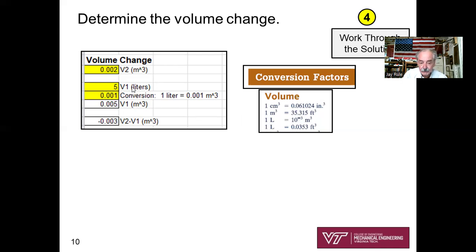So I'm going to transform V1 in liters. 1 liter is 0.001, so I've got 0.001 times 5, or 0.005 cubic meters is V1. And so now math is simple. V2 minus V1 is negative 0.003 cubic meters. We're working down the page. You see electronically here, we're in PowerPoint, working slide by slide. I hope in your head you're seeing how one could simply work down the page like you'll be doing on your homework problems.